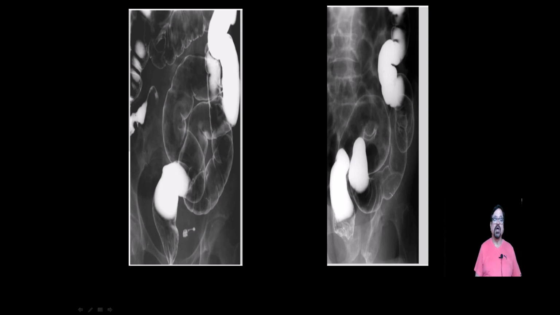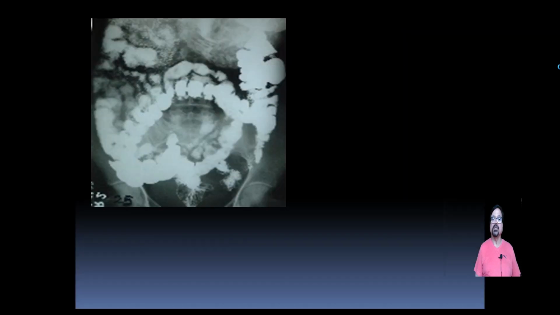Now this is how you have to do your technically correct double contrast examinations. These examinations are required for earlier diagnosis of ulcerative colitis. You should have a clear air contrast picture of the rectosigmoid region and you have to see the mucosa so that you can appreciate the pathologies.